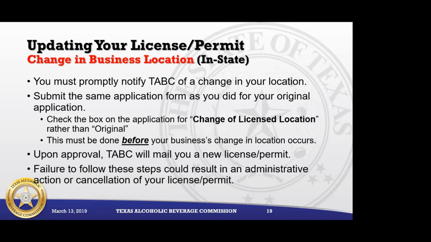Change of business locations for in-state licenses and permits. Okay, for a change of license located inside the state for Tier 1 manufacturers, you will need to submit the same application that is utilized for original applications. The only difference being that you check the box on the application for change of license location rather than original. This box will be on the first page of the pre-qualification packet, and then also on the first page of the location packet. Remember, the change must be approved prior to operating at the new location with regards to alcohol.